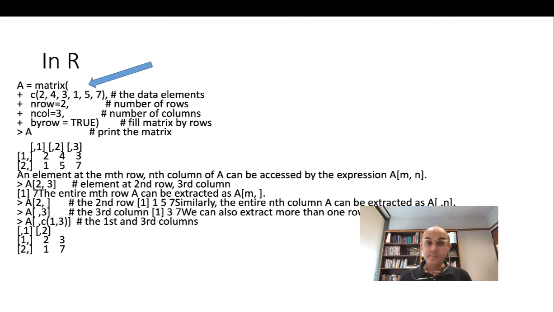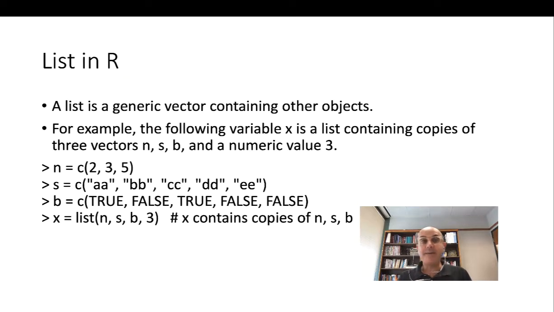Again, we can define the matrix. We will say A is equal to matrix, and R starts allowing me to add the dimension: the number of rows, the number of columns, and fill the matrix by row, in order for me to display that. So this is the idea of a matrix.